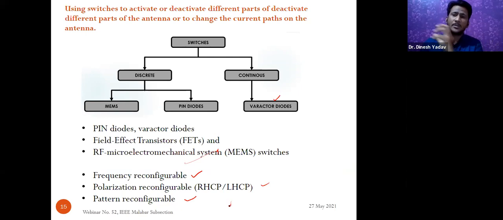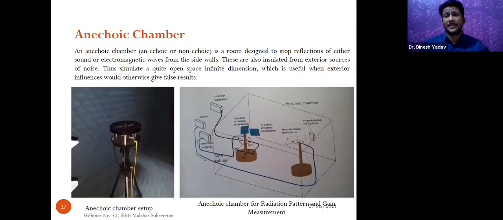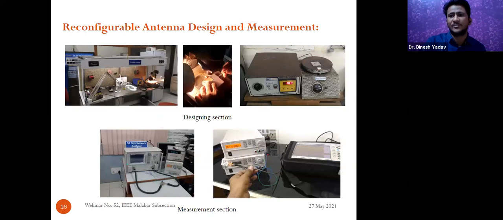Then the pattern reconfigurable antenna. Many applications require a specific beam to be directed towards a particular satellite or particular object. If we can switch this beam, that can also come under reconfigurability, if we have the background support for that switching. So pattern reconfigurability is also used for versatile applications. Yes, antenna designing is a crucial part, but it is one step ahead.